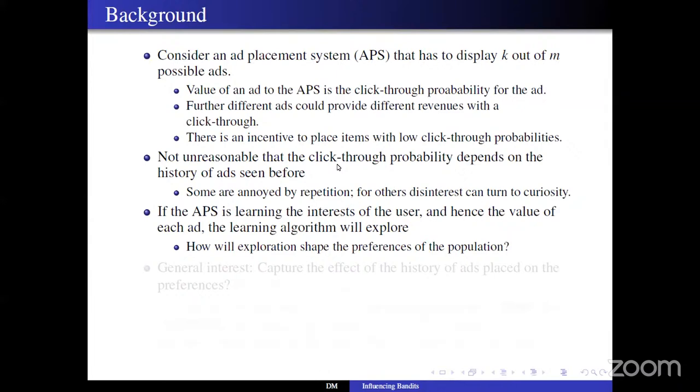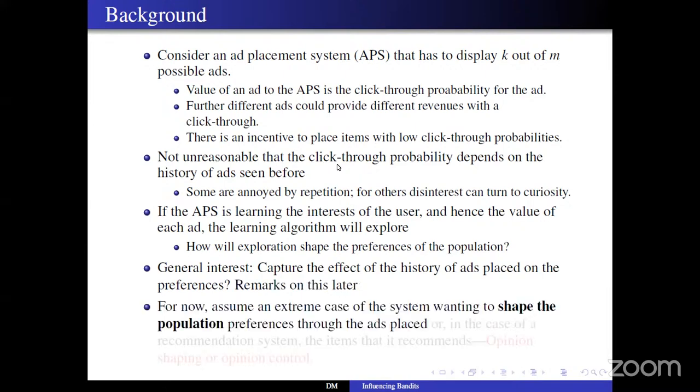Okay, I want to construct a model where there is an interaction between the learning algorithm and the interest profile of that user. That's typically not what is considered in most of the models that I'm familiar with. So the general interest in some of the work that I've done in the recent past is to capture the effect of the history of the ads placed on the preferences. I'll make some remarks on this later.